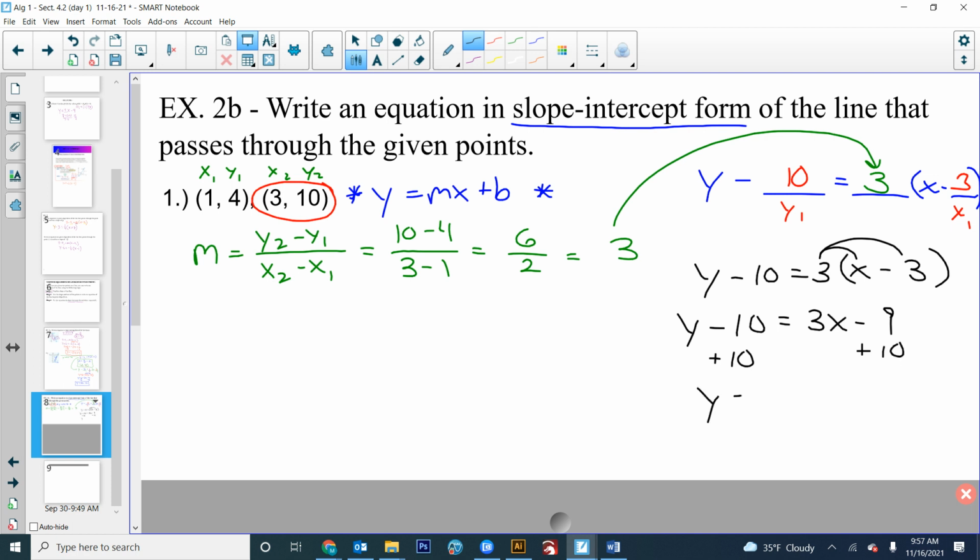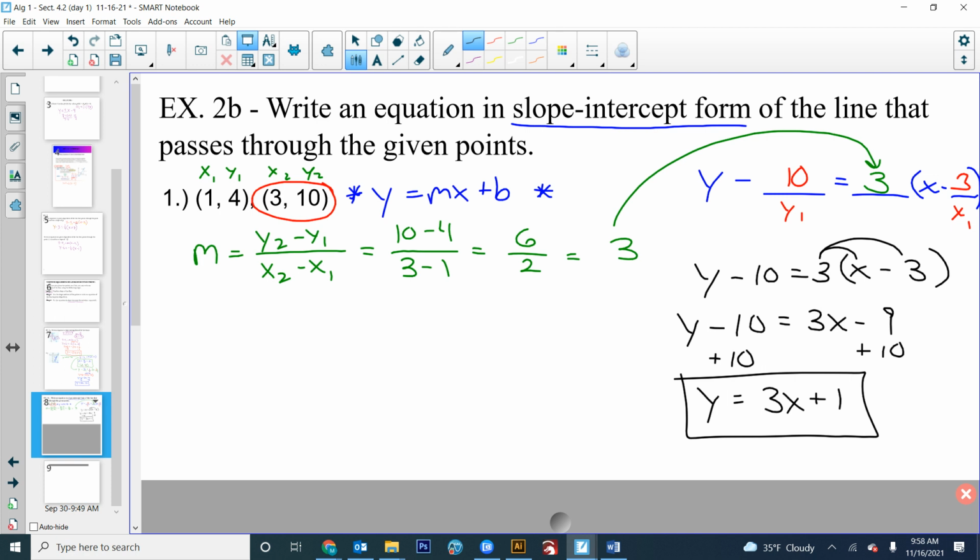So y equals 3x minus 9 plus 10. What's negative 9 plus 10? 1. And that is in slope intercept form. What's its y-intercept? 0, 1.